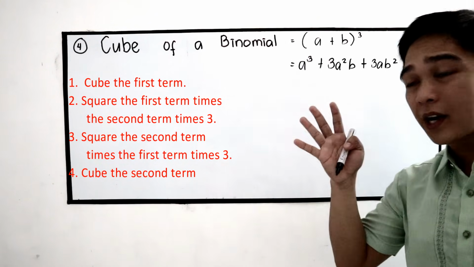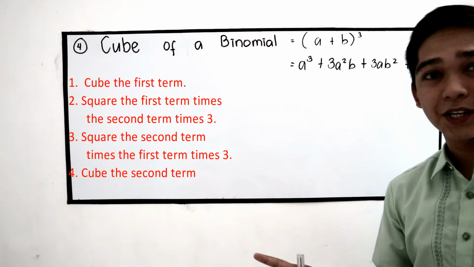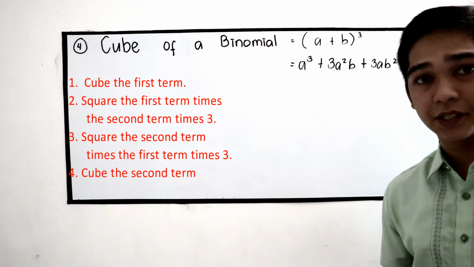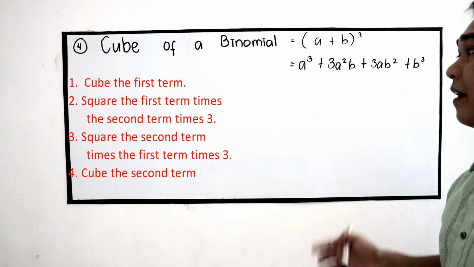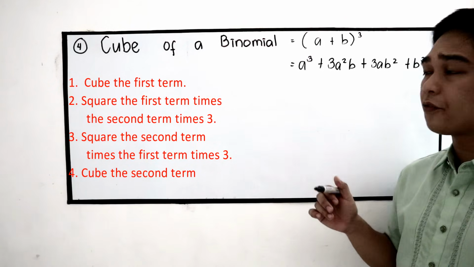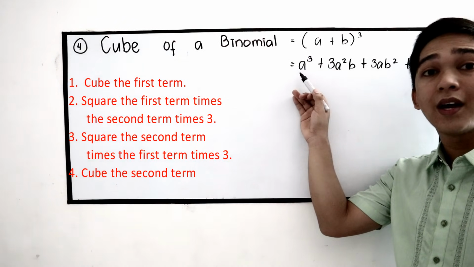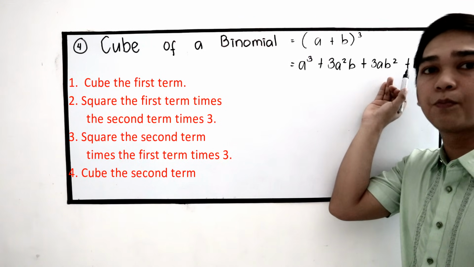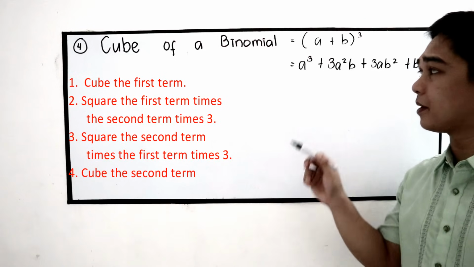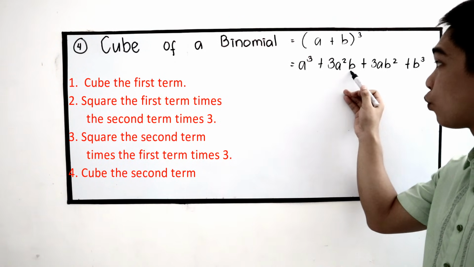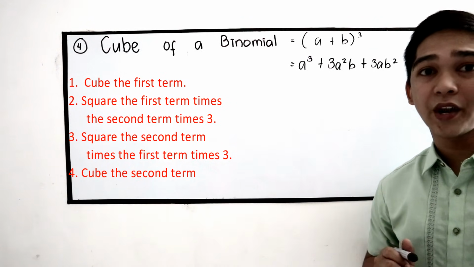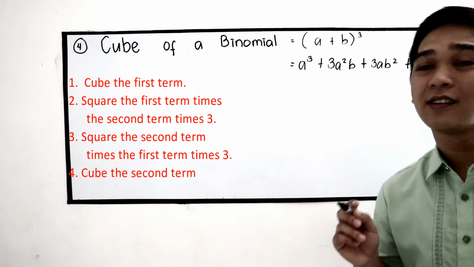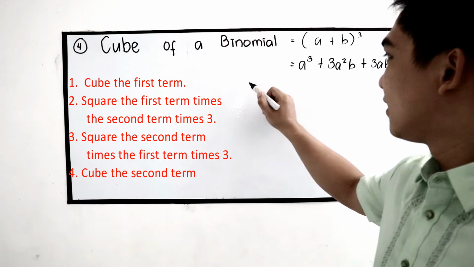Let us recall. Cube the first term. Next, square the first term times the second term times 3. Third, square the second term times the first term times 3. And fourth, cube the second term. Now let us observe the product. Look at the variable a. What have you noticed about its exponent? So 3, 2, 1, and there is no a here. So the exponent is in decreasing form. How about variable b? We don't have b here. We have b raised to 1, b raised to 2, and b cubed. The exponent is in increasing form. So that pattern will help you to solve this special product, the cube of a binomial. Now let us solve. Number 1.